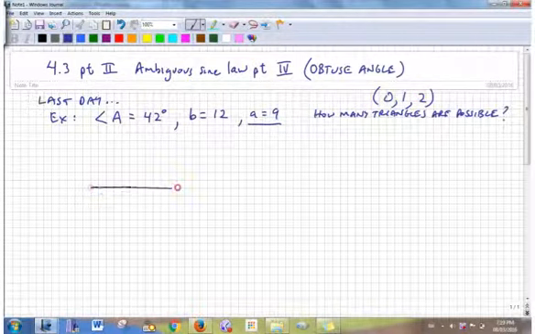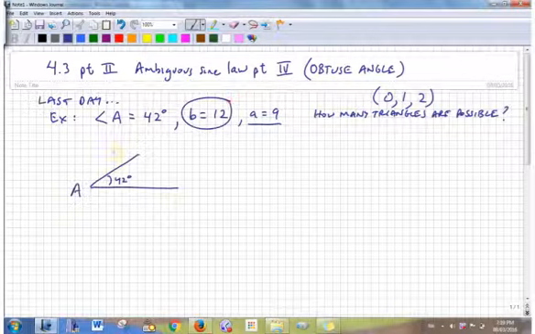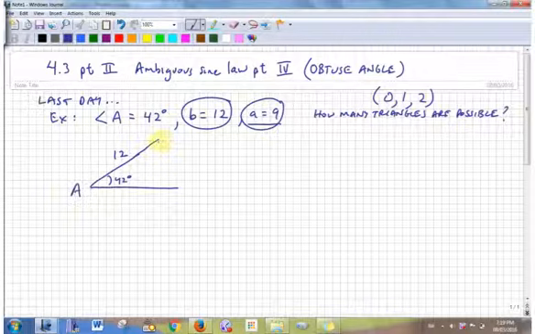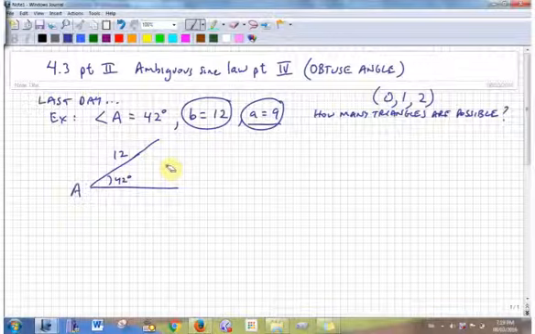So again, we drew a horizontal line. We drew this angle here. That's approximately 42 degrees. There's A. B I took and put here as 12. And I want to know if A is 9, maybe it's there, maybe it's here, maybe it's there, I don't know yet. How many triangles can I make?